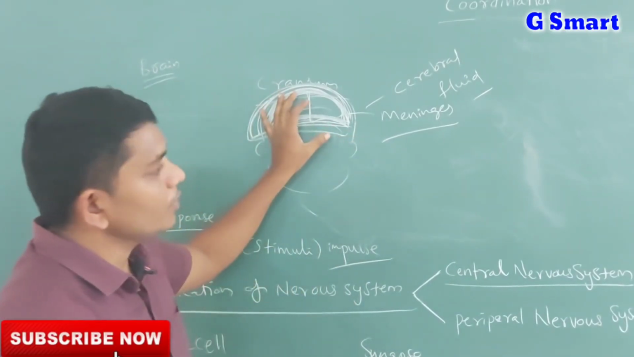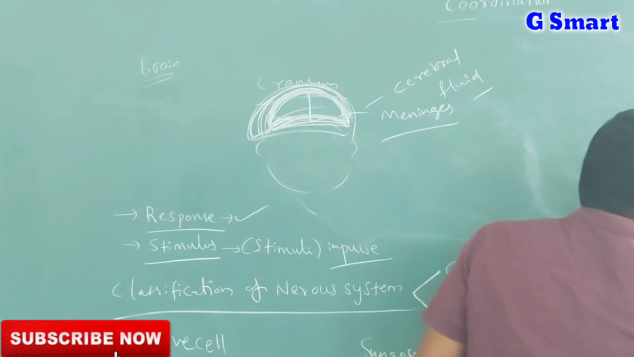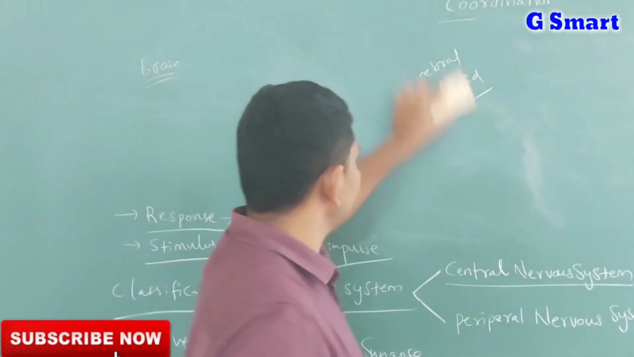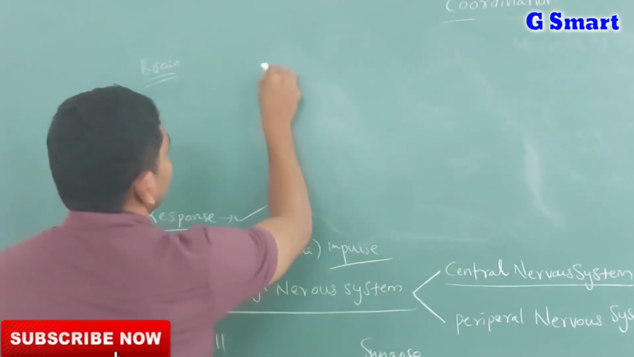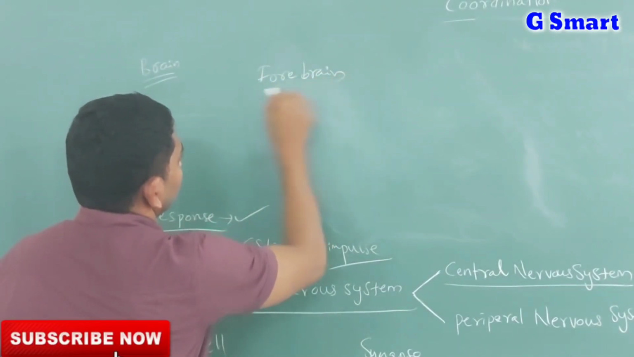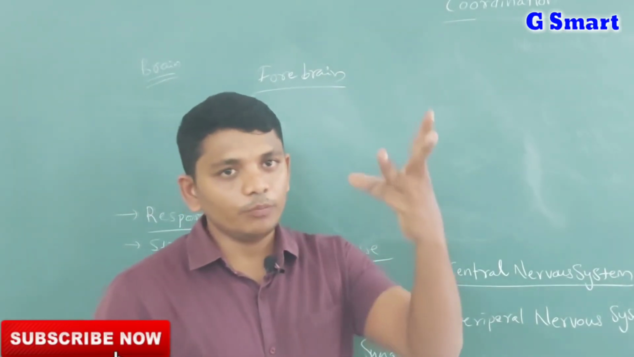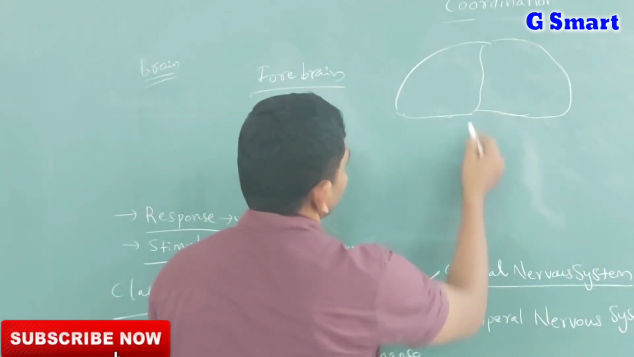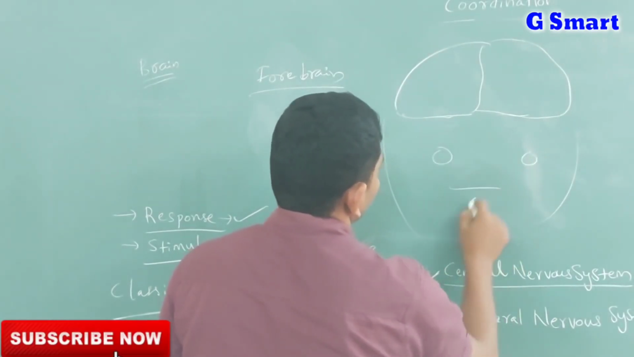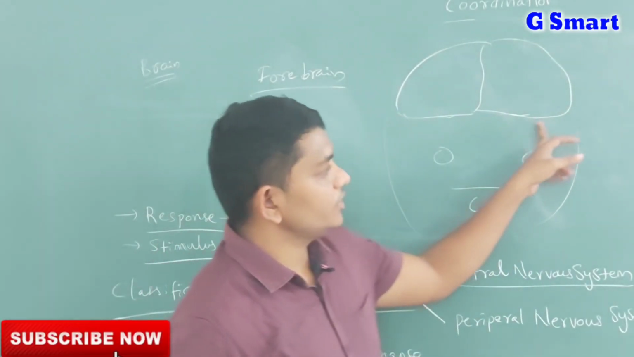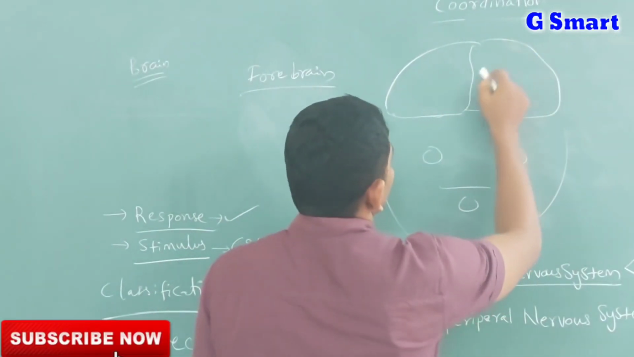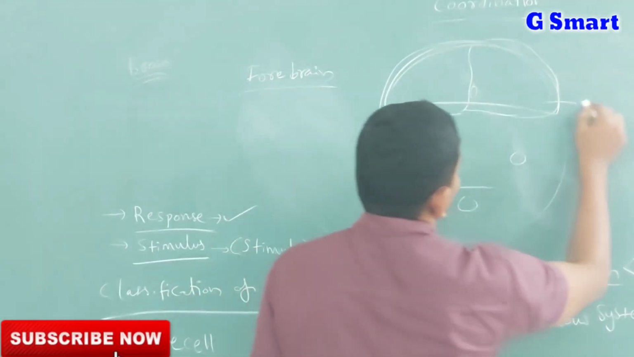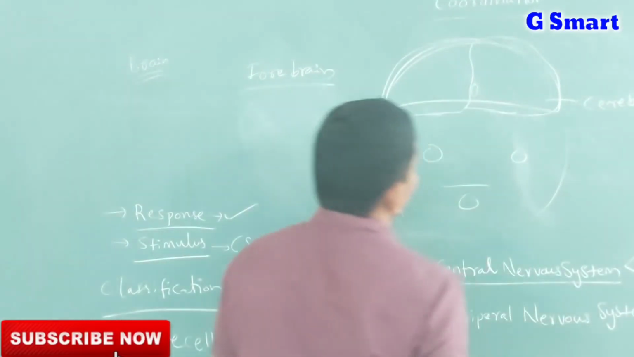Cerebrum. And this cerebrum is a part of the forebrain. So let us discuss the forebrain. It consists of three important parts. First one is the olfactory lobes. Here or anywhere it is located, and this is all called the cerebrum. This is also called the cerebrum.